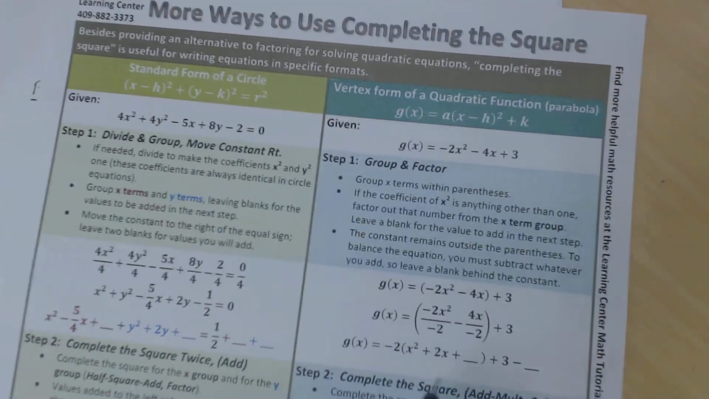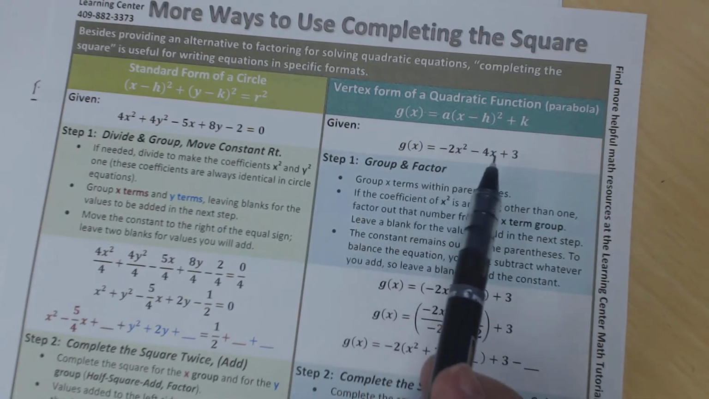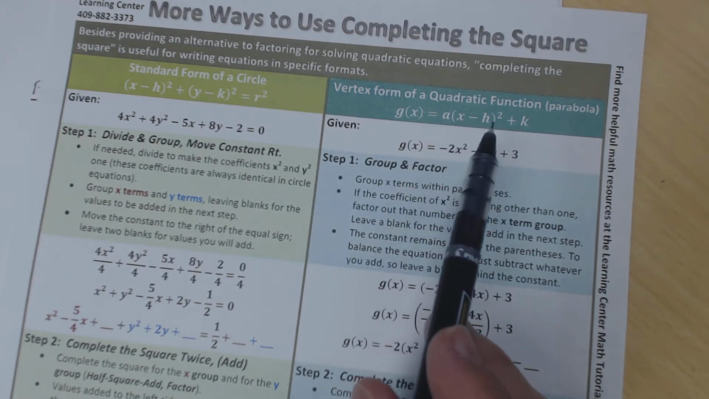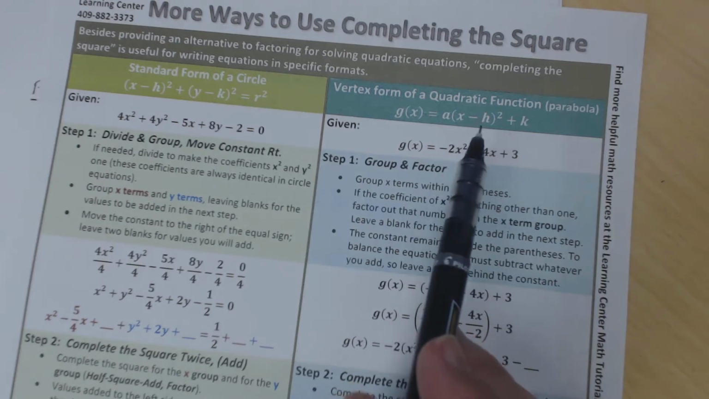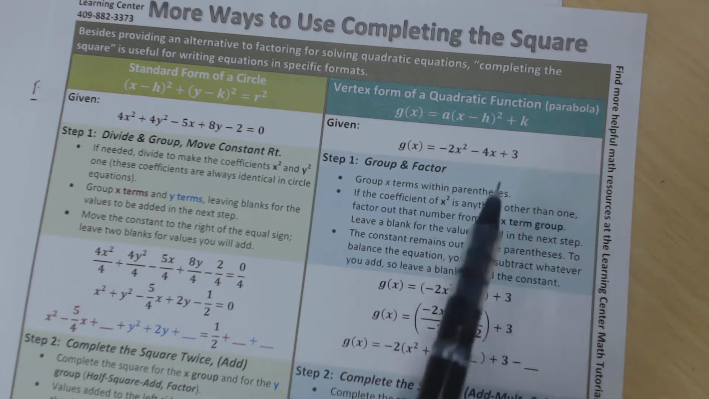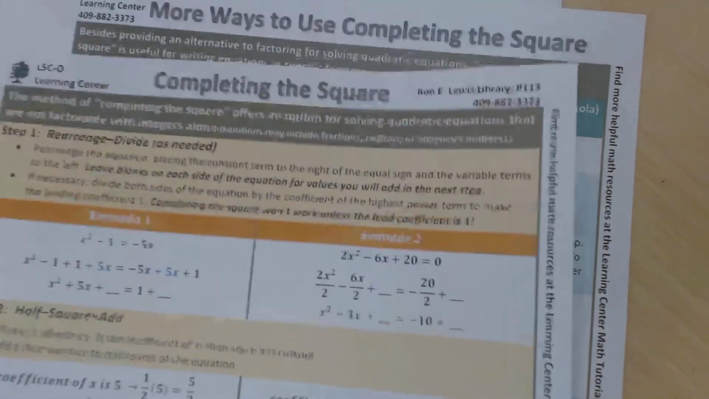You're also going to use completing the square when you're given a quadratic function that looks like this, and you're going to rewrite it in this form, which is called the vertex form, so that way you can find the vertex and the axis of symmetry of a quadratic function, so you can easily graph the parabola. So in both cases, this does involve completing the square.